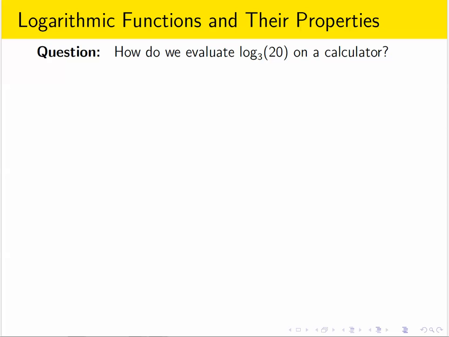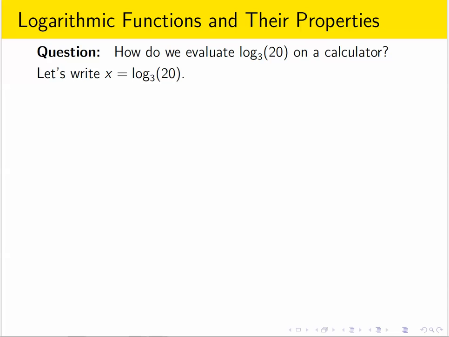Finally, we're going to look at a property that tells us how to evaluate other bases for logarithms. So for example, suppose I want log base 3 of 20, and I want to come up with an approximation for that on the calculator. Now, log base 10 is easy, there's a button for that. Log base e is easy, there's a button for that. But what about log base 3? There's no button for that. So, here's how we can proceed.